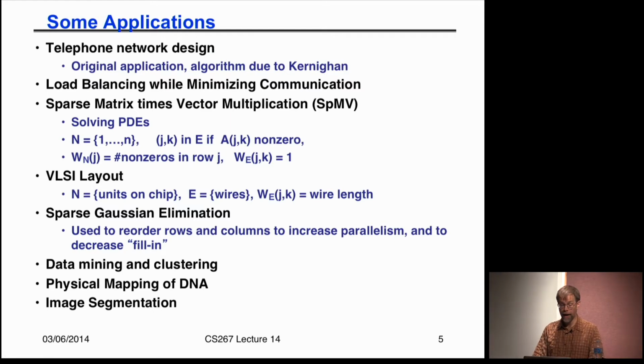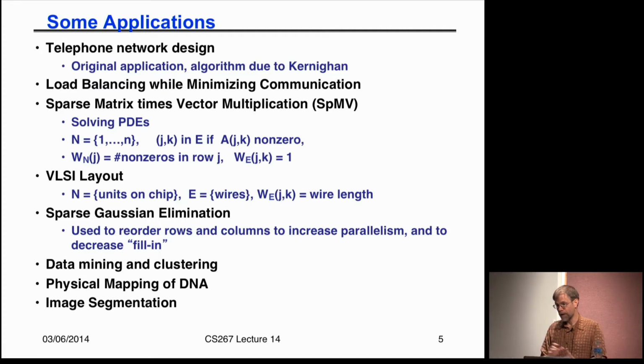They're connected by wires, and you want to put the stuff that has to communicate a lot close together on the chip, so you don't have to spend too much time or energy pushing a lot of information along the thick wires between different components. Another example is reordering the rows and columns in a big sparse matrix before you do Gaussian elimination.